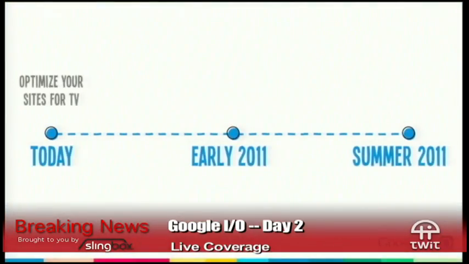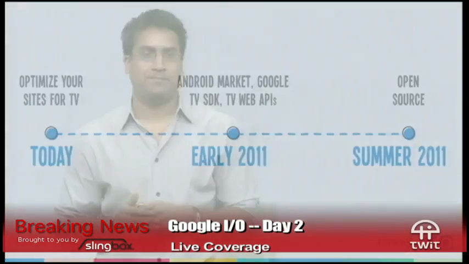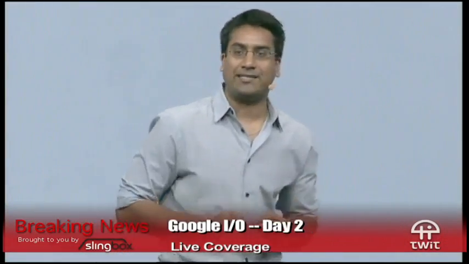Well, like Ambrish mentioned, today you can start taking your existing sites and enhancing them. Early 2011, we'll be launching the Android market with an over-the-air update, so we can run the Google TV SDK and TV web APIs. And then finally, summer 2011, we will open source the platform into the Android and Chrome source trees. Okay. So they're not going to open source it until these partners have a year to work with it. They get an exclusive for a year.